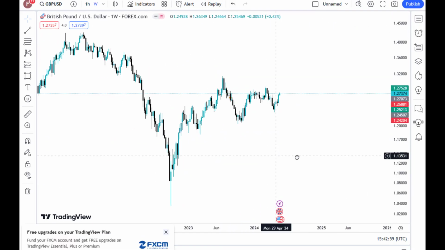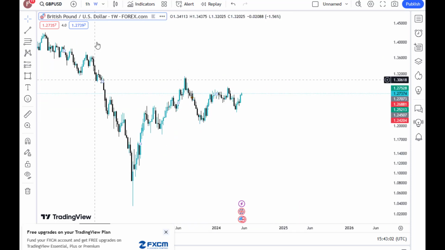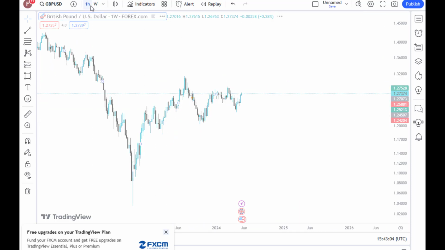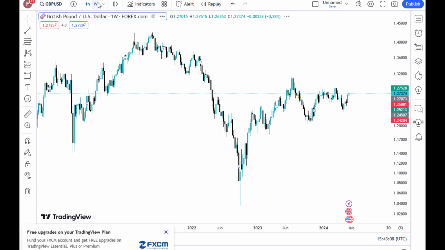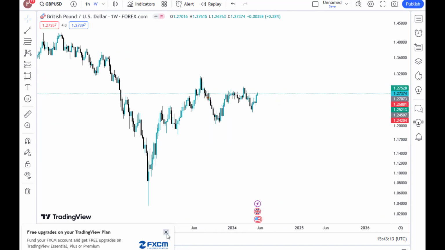All right, so we are starting with GBP. With GBP we are going to start from the bigger time frames. We are going to start from the weekly, and then we do a top-down analysis right down to the 1 hour time frame. All right, so this is the weekly time frame that we have here.